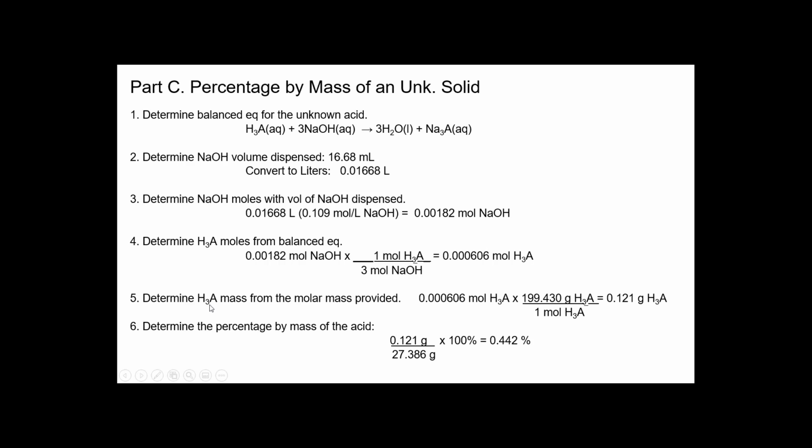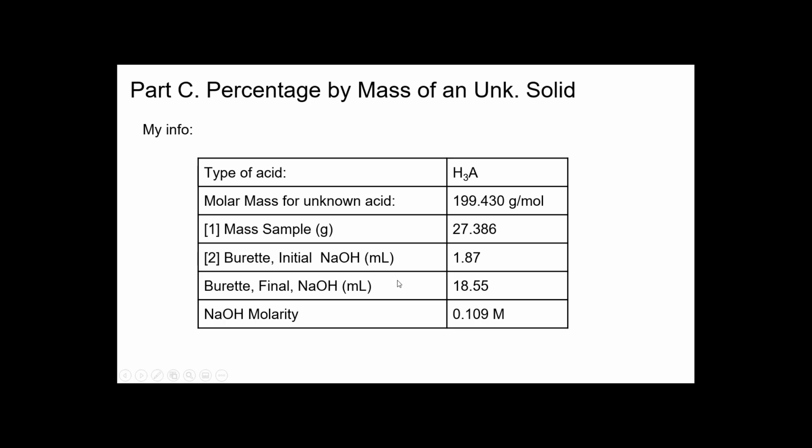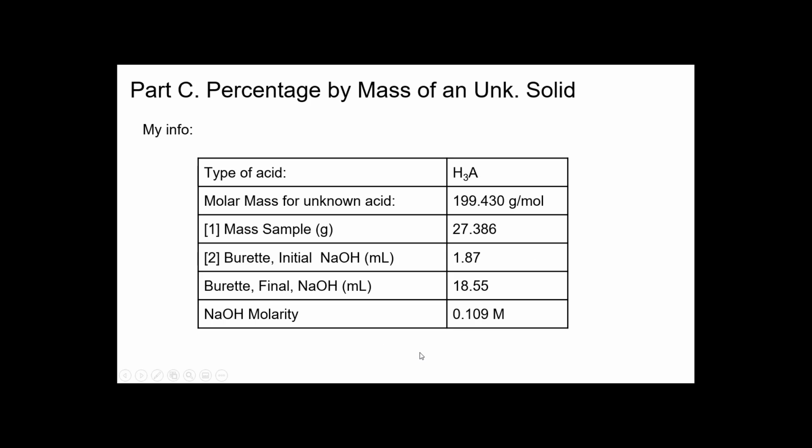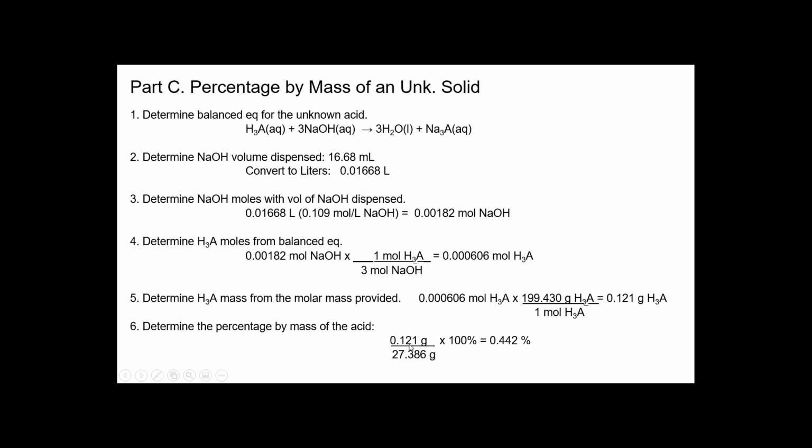And now part 5, it's different because we don't care about the molarity anymore. We want to know percentage by mass. So I need to get the mass of this in order to get the percentage. They gave me my molar mass, and I'm just going to solve using that. So I have my moles, set it up. I now have the mass of my sample in grams of my unknown acid, and now I'll do percentage. Remember, percentage is parts over a whole. So I have my part over the whole that was given to me in my original information, and I times it by 100. So my percentage by mass of the acid is 0.442%.